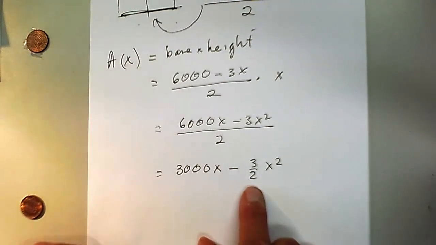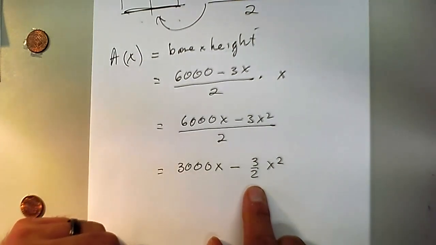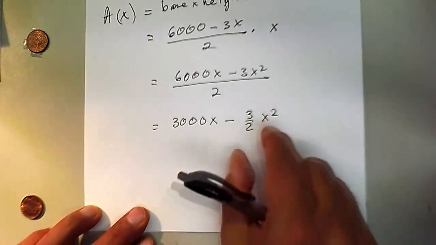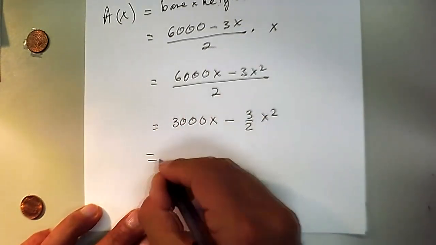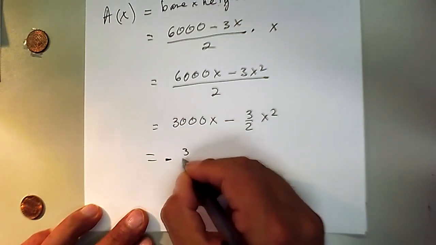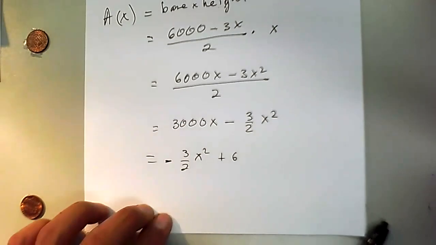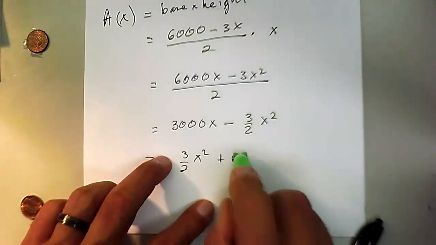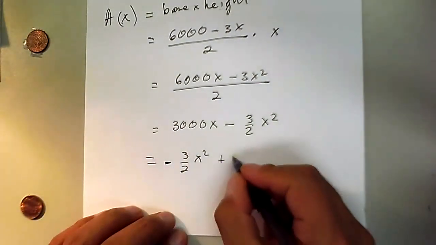Some of you may be thinking, well, isn't that 1.5? Yeah, and it is true. In algebra, however, we prefer to keep the fractions. And then, because this is a quadratic, we typically put the quadratic term first. Negative 3 over 2 x squared plus, well, I put 6, and it should be 3,000. 3,000 in x.